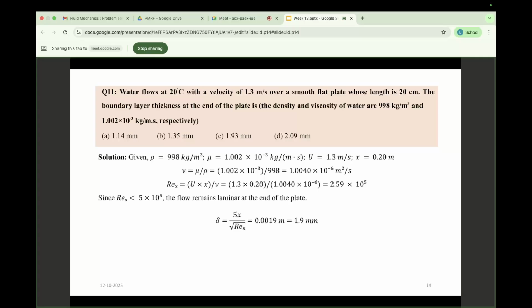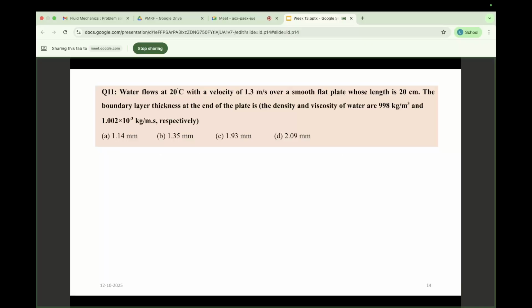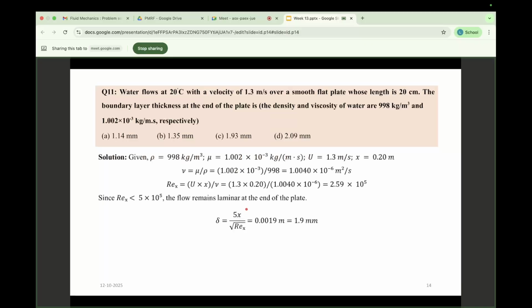Now in this question, it is not clear whether it's a laminar flow over a flat plate or any other type of flow. So for this, I have to calculate the Reynolds number. As it is given, rho is given, mu is given, u is given, x is given, right? So I just calculate this Reynolds number.